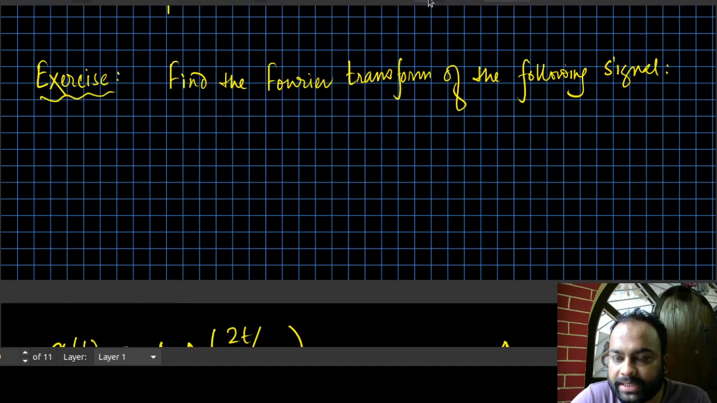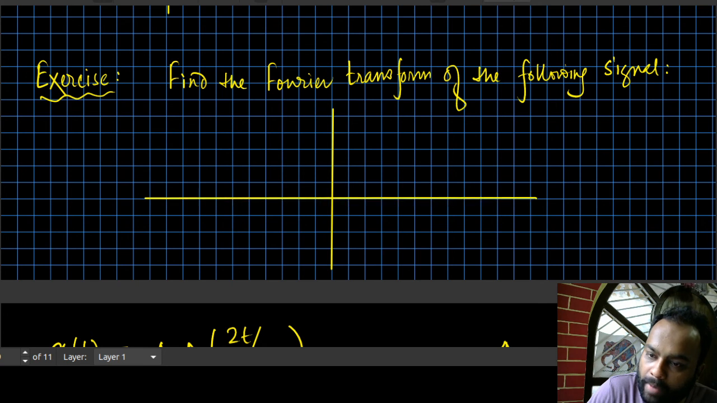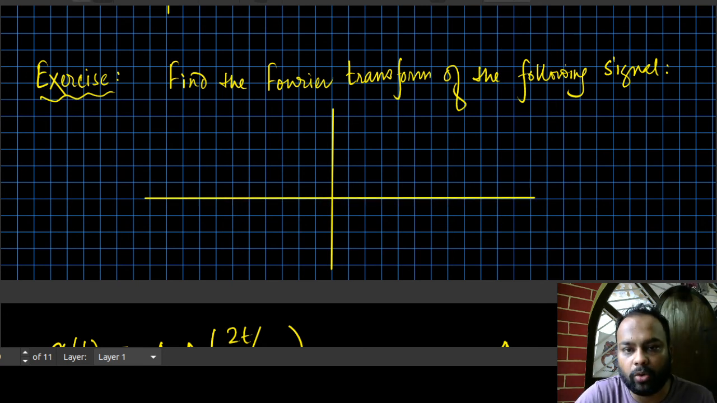So I'm drawing a signal. Your objective would be to calculate the Fourier transform of that. You might have to go back to your earlier classes where we discussed how we actually write down signals in terms of aperiodic functions.